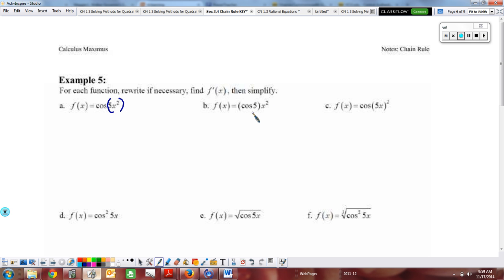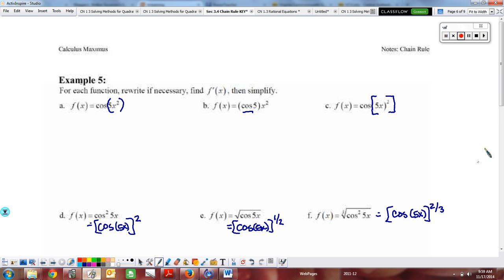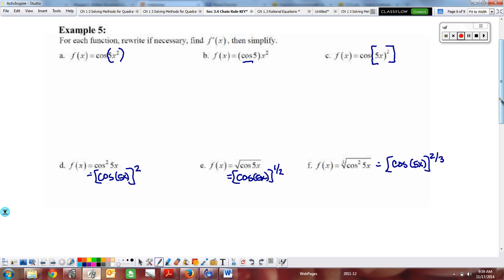This means something completely different. This is a number times x squared. Whereas this is the cosine of, and again, even though we don't write it, we understand parentheses to be there. This one is understood to be cosine of 5x squared. This one would be cosine of 5x to the 1/2, whereas this one would be cosine of 5x to the 2/3. So the trick in this example is to simply be able to rewrite them.